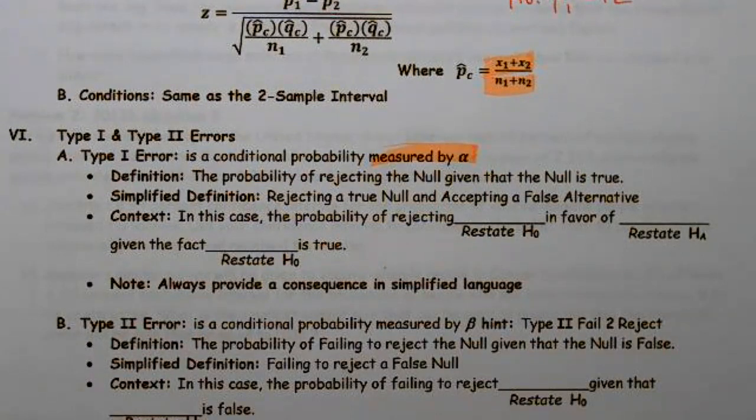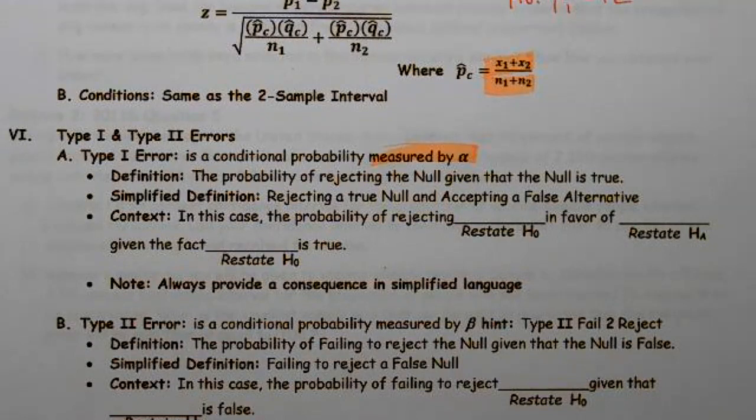Definition: the probability of rejecting the null given the null is true. Simplified definition: rejecting a true null and accepting a false alternative. Doesn't matter which one you use of those, but if they ask you for a type 1 error, give them a definition. It could be the straight up definition, the more correct definition, or the simplified. Either one is fine. Then put it in context. All right, always put it in context.